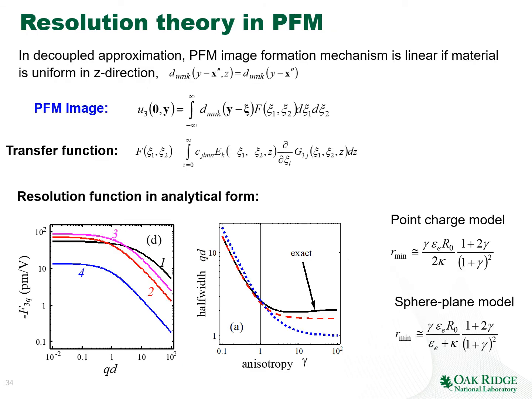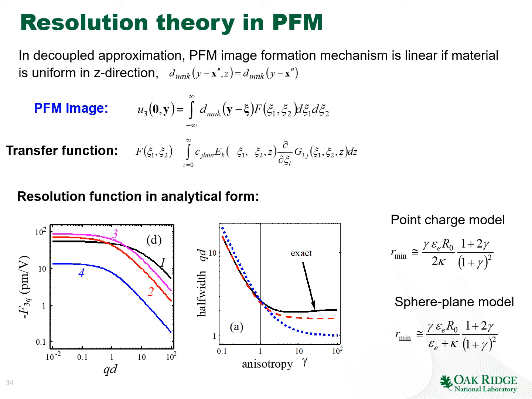How can we develop the resolution theory in PFM? So the first step is, of course, to prove whether the image formation mechanism is linear in the first place, because, for example, the topographic imaging in PFM, in AFM, is non-linear. So it turns out that once we develop the resolution theory and the decoupled theory, the PFM image already can be represented as the convolution between the ideal image, meaning the distribution of dij's, and the transfer function. And this transfer function can be obtained in the analytical form from the decoupled theory.